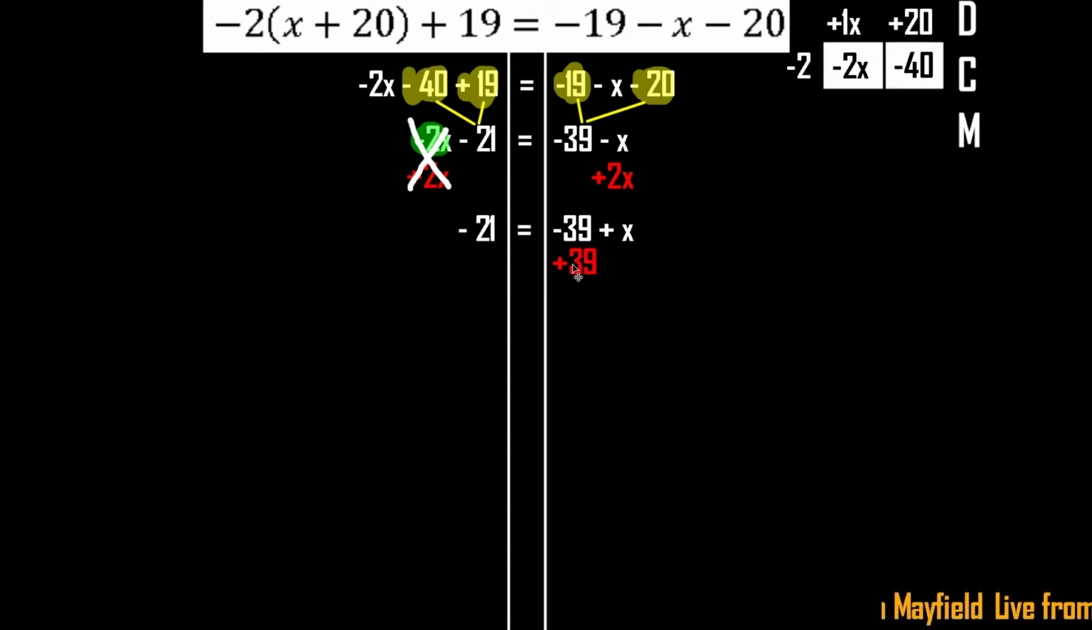Since all of our variables are on one side, we can now get the constants on the other. On the right side, those cancel out, and we're left with our simplified answer. We have x equals 18.